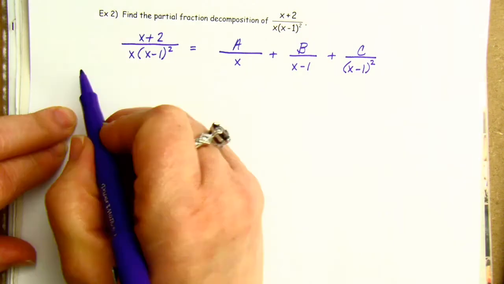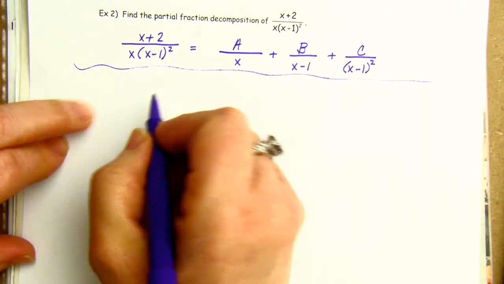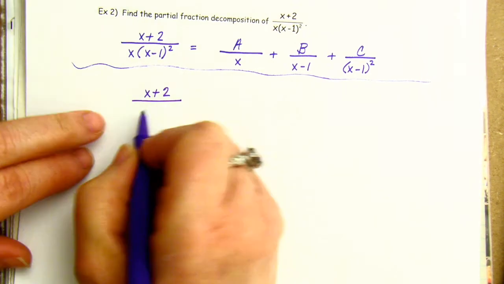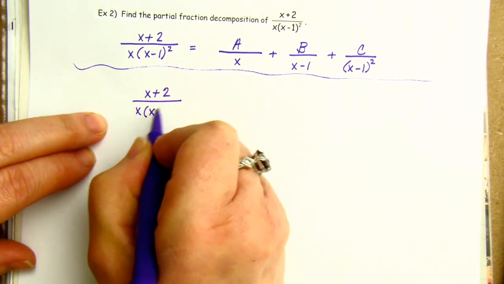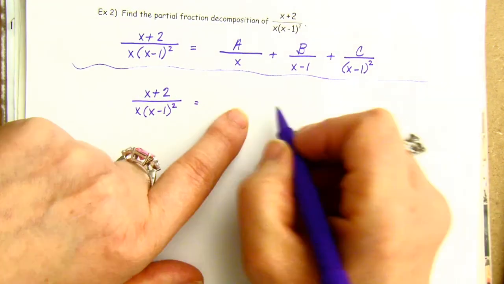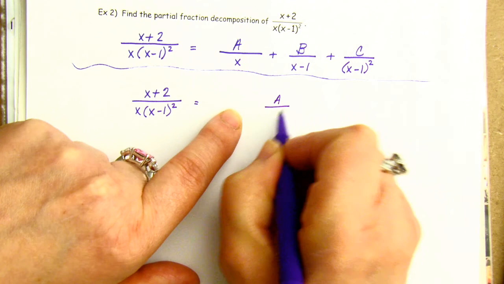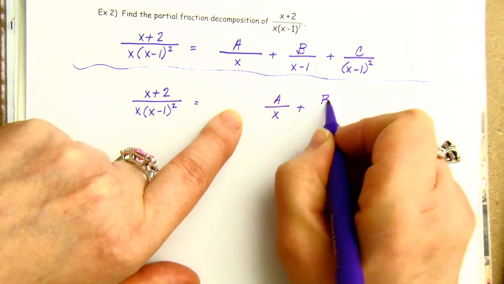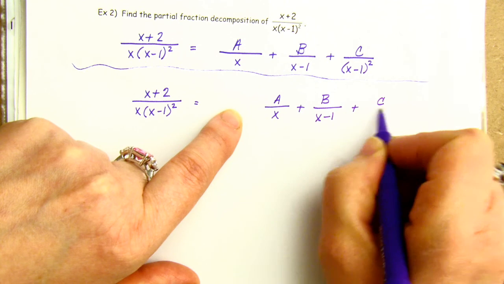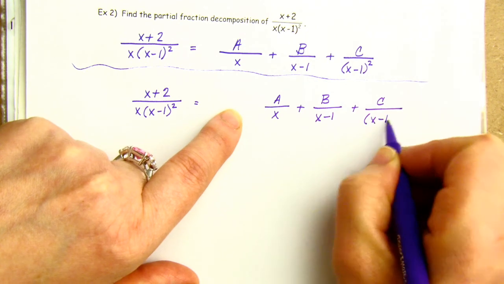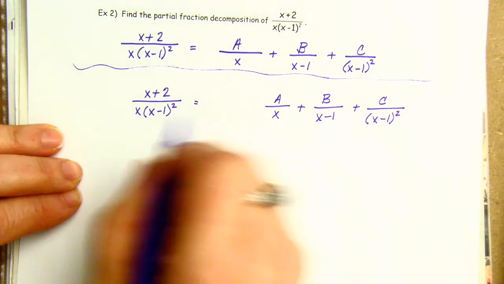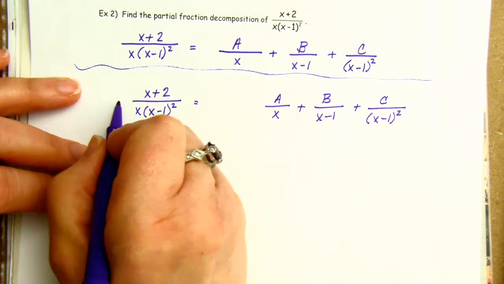Now, for my actual work, remember this was just the setup. I'm going to write the setup again. I'm going to leave some space and I'm going to multiply through by the least common denominator, which is what's in the denominator of this first fraction.